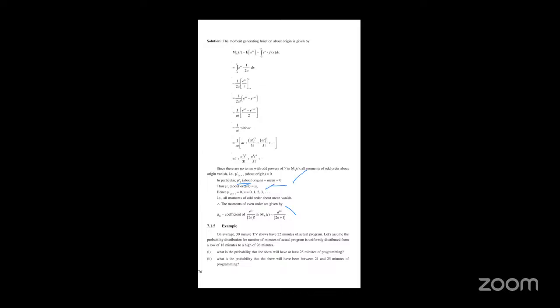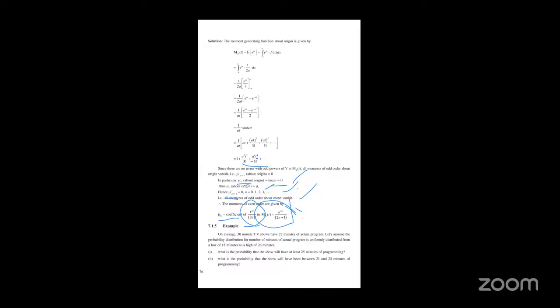So what happens in mu 2n plus 1 dash is, we are taking the values of n, right? So n values are 0 to infinity. So all moments of the odd order about the mean vanish. So the moments of every even order are given as mu 2n equals the coefficient of t power 2n by 2n factorial in this M_X of t. In M_X of t, we need to take the coefficient of this.